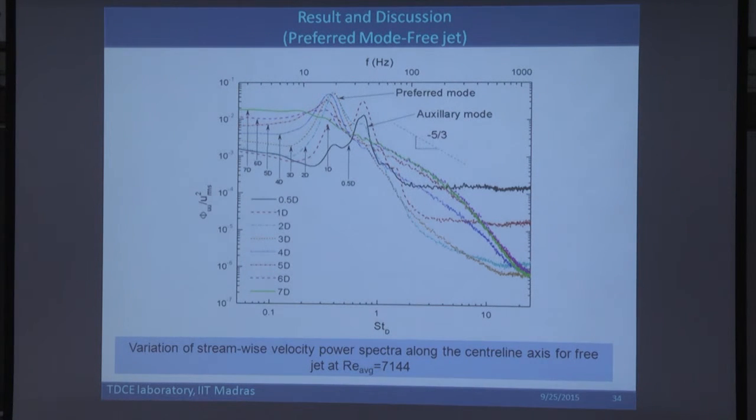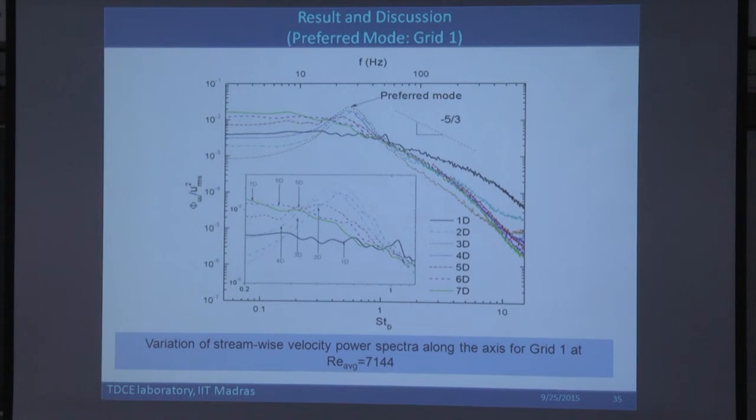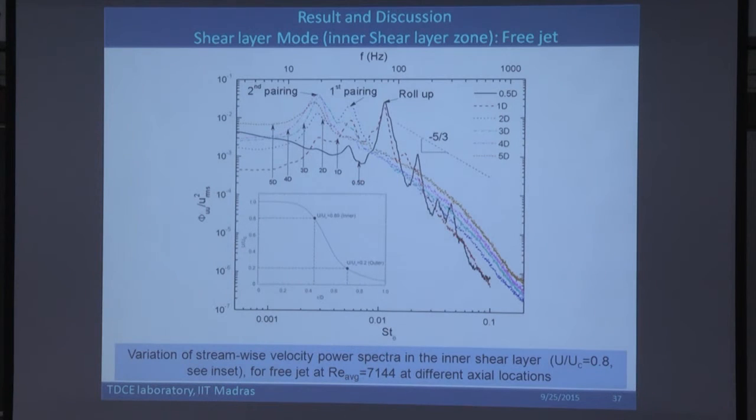This natural mode of oscillation, I have taken at a different axial location. This is the natural mode of oscillation. This is always present in any jet, irrespective of whether you have a grid or you don't have a grid. So the grid essentially can modify the values at which this amplitude occurs, but essentially it is always present. So you could see that for grid 1, there is a preferred mode present. Grid 2, it is there.